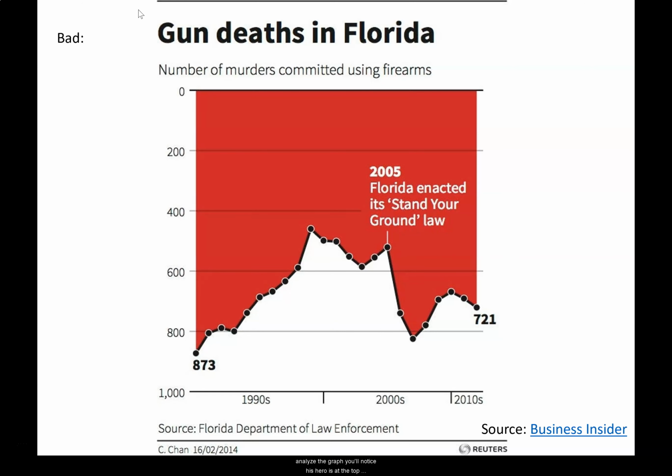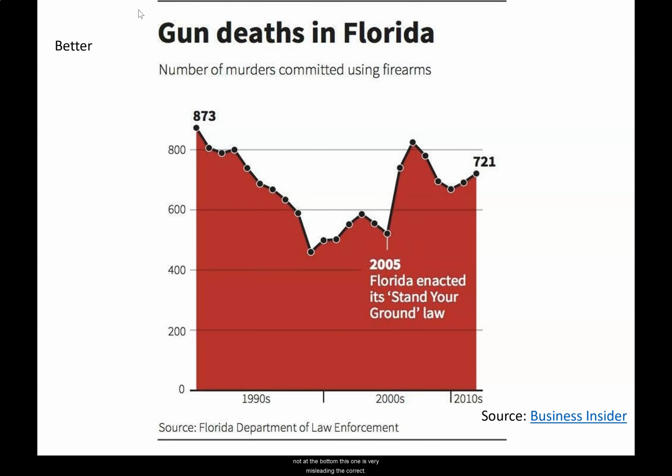But if you really start to analyze the graph, you'll notice 0 is at the top, not at the bottom. This one is very misleading. Flip it around so that it's correct. Correct in the way that we think graphs are normally graphed. And we see that, sure enough, we had a decrease until 2005 and a pretty steep uptake immediately following. This graph does not support that the Stand Your Ground law increased gun deaths. Although it could be used to argue that, we cannot determine if the Stand Your Ground law caused more deaths. More on that in just a few seconds.